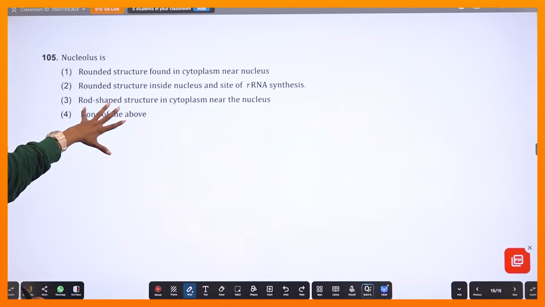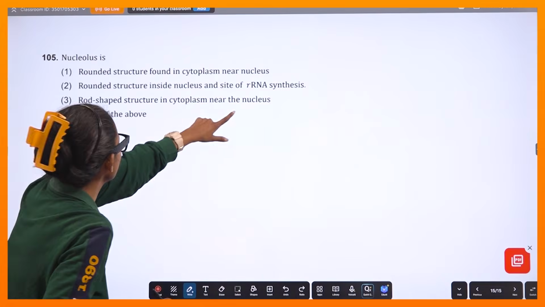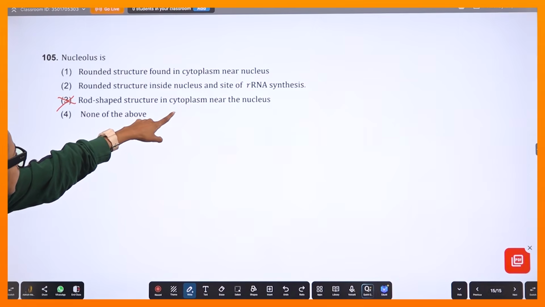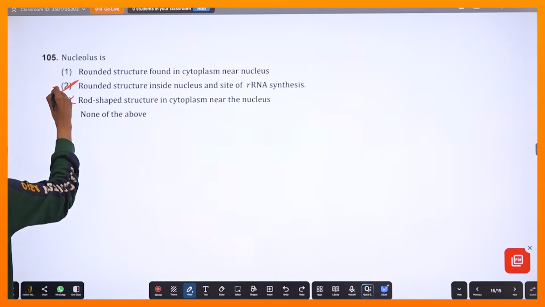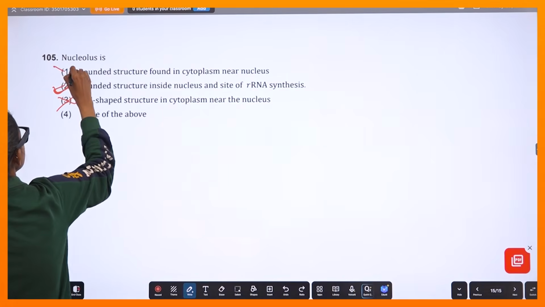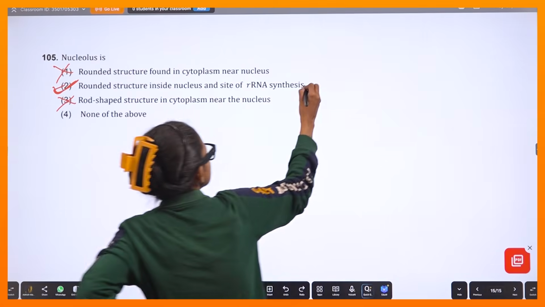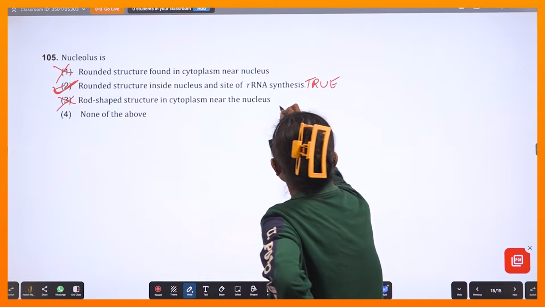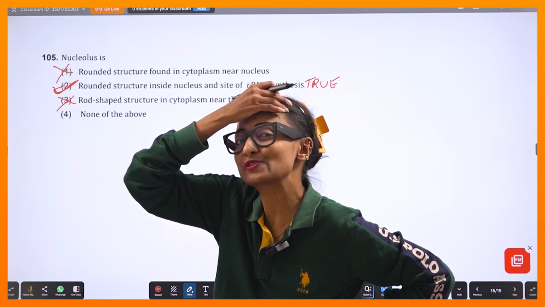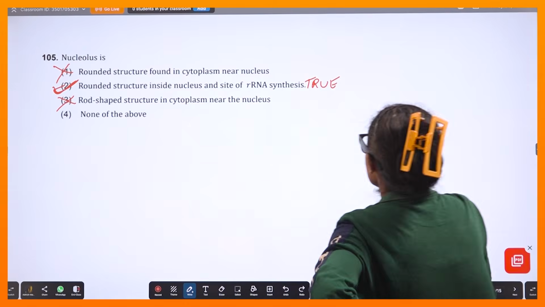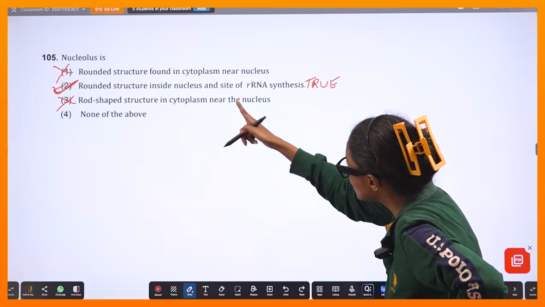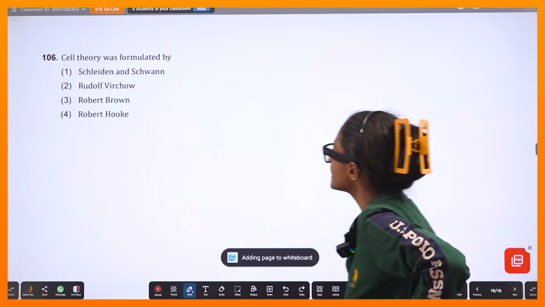Okay, is the nucleolus a rod-shaped structure or no? Rounded structure inside the nucleus and site of rRNA synthesis. Correct, but it's non-membranous. Correct? Rounded structure in cytoplasm near the nucleus. False. So that means this option is true. Ribosomal rRNA synthesis. That's why we say that the nucleolus is a ribosome factory. Option 2, inside the nucleus. Non-membranous. The nucleolus is non-membranous. Quickly take it down.